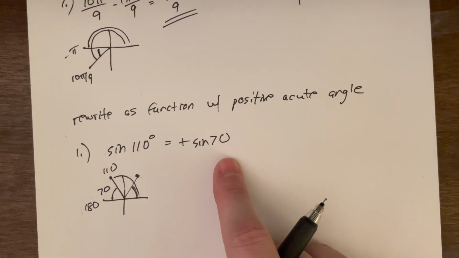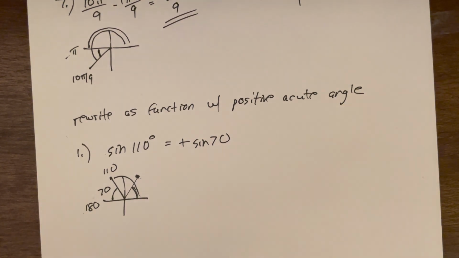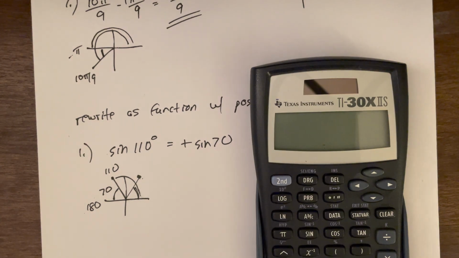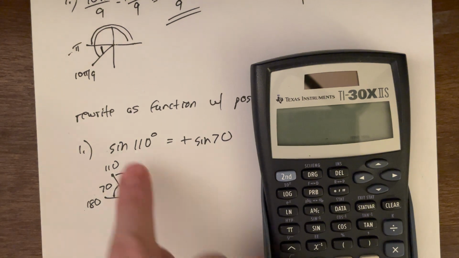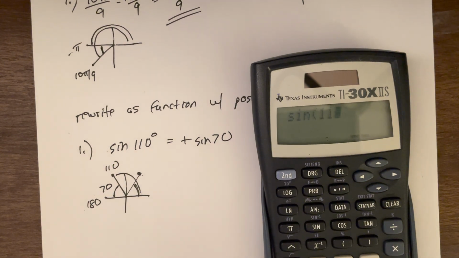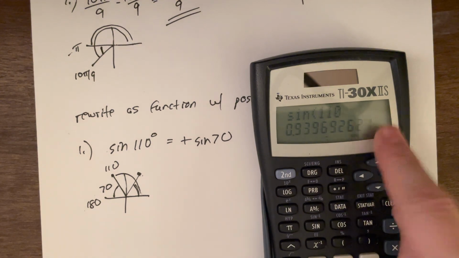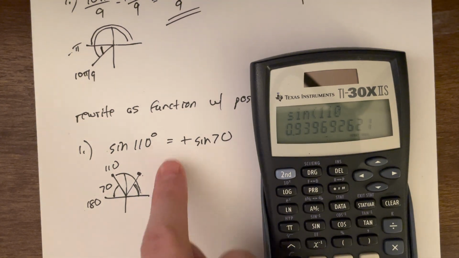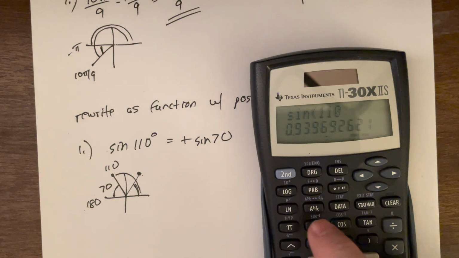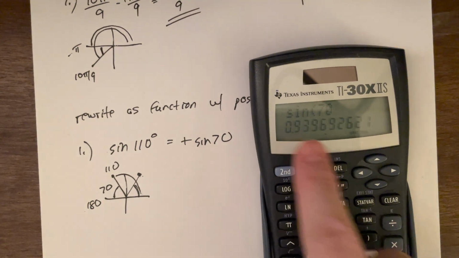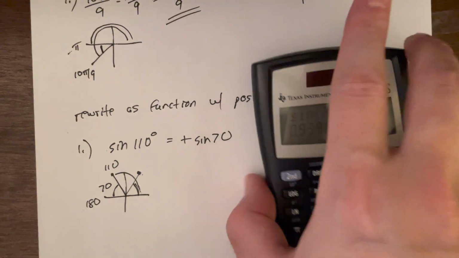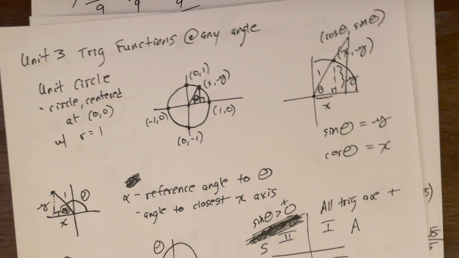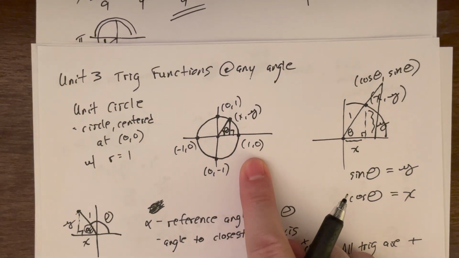Now, they don't want you to evaluate. Several of the problems in the book specifically say do not evaluate. But I do want to tell you, you could easily confirm this on your calculator in just a moment. If you start with sine of 110, you see that ugly decimal. But now if you do positive sine of 70, same ugly decimal.